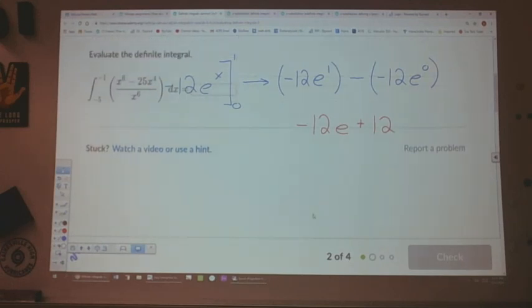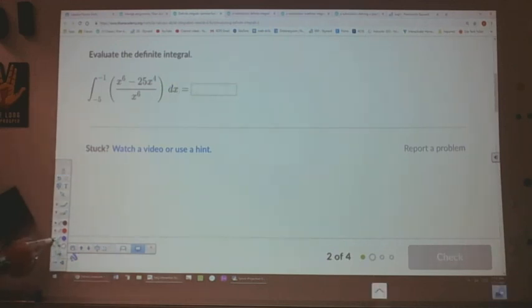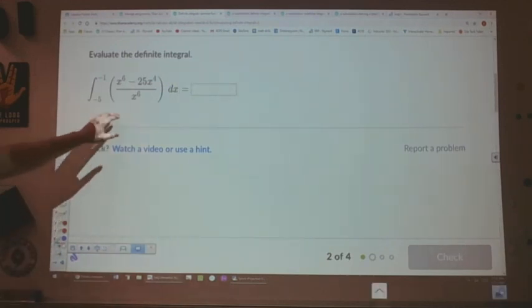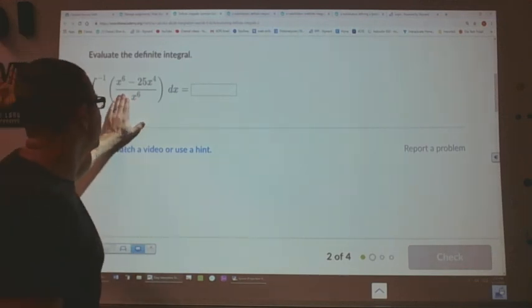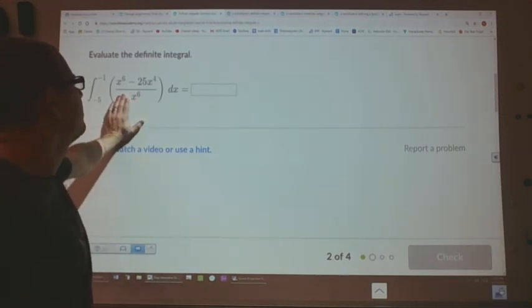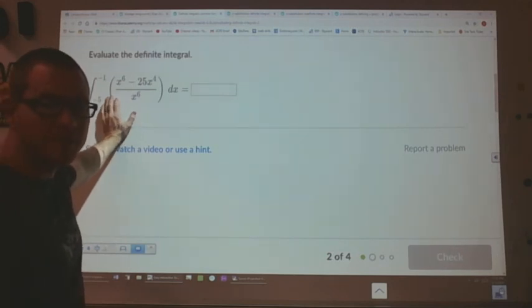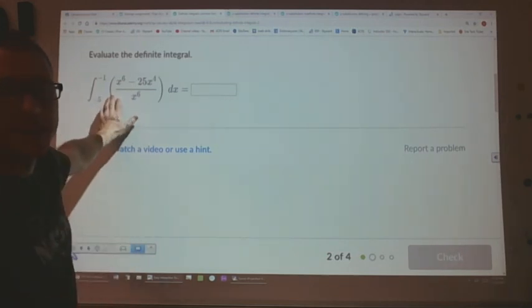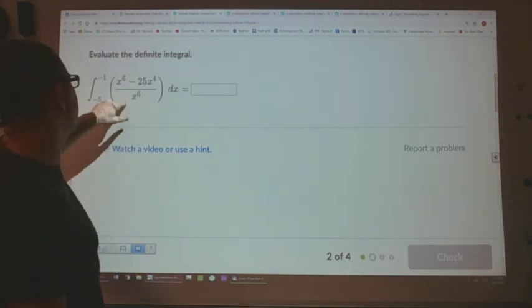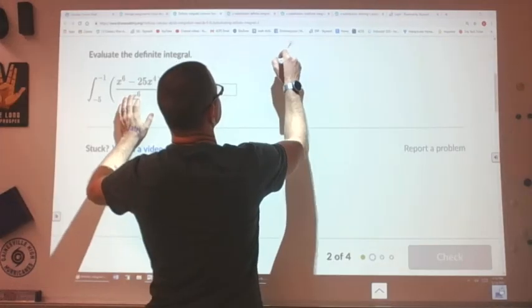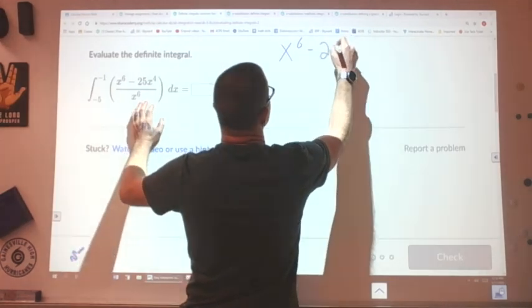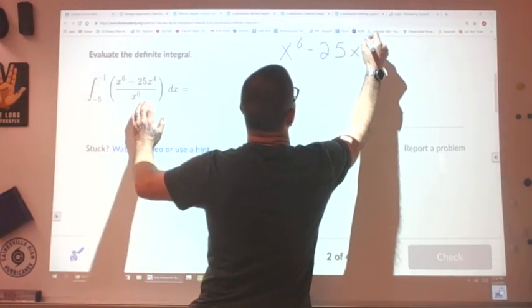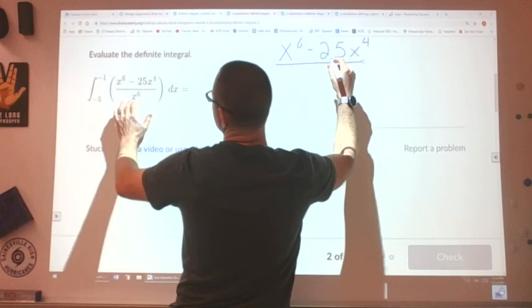Okay. This one doesn't look like a common integral yet, but we can simplify this expression a little bit. It's definitely not fully simplified, so let's look at that. Let's take our x to the 6th minus 25 x to the 4th over x to the 6th.